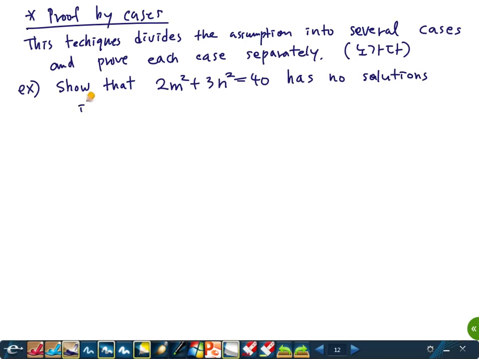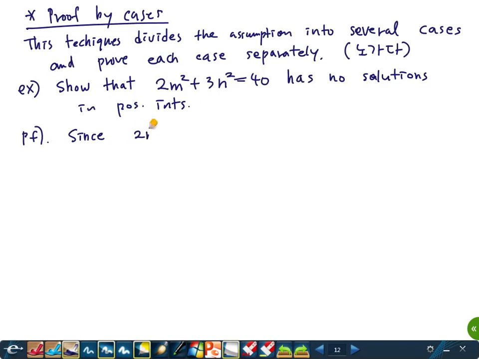No solutions in positive integers. So in other words, for every positive integer n and m, this cannot happen. This cannot be true. So let's prove this. Obviously, you cannot check all positive integers because there are infinitely many. But because of this, we can restrict the possibilities of m and n.